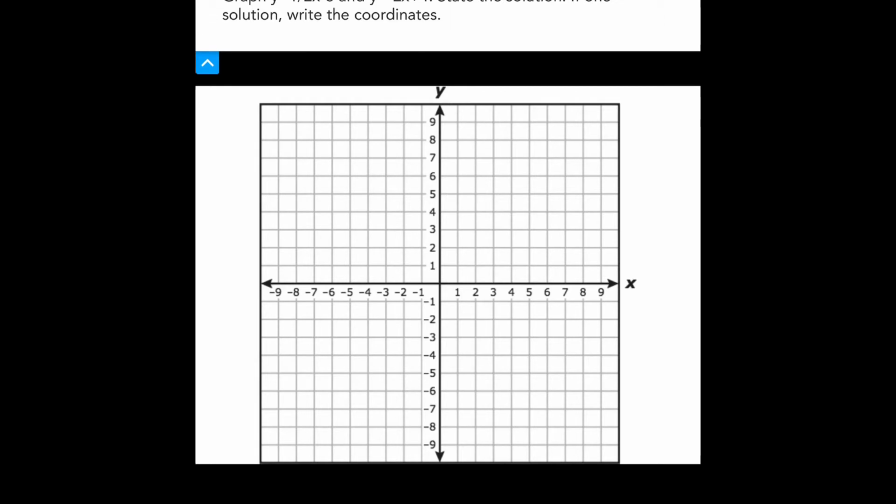So, this first example says graph y equals 1/2 x minus 6 and y equals negative 2x plus 4. State the solution. If one solution, write the coordinates. All of your quiz questions are going to have these directions on it. So the first thing we're going to do is graph y equals 1/2 x minus 6.